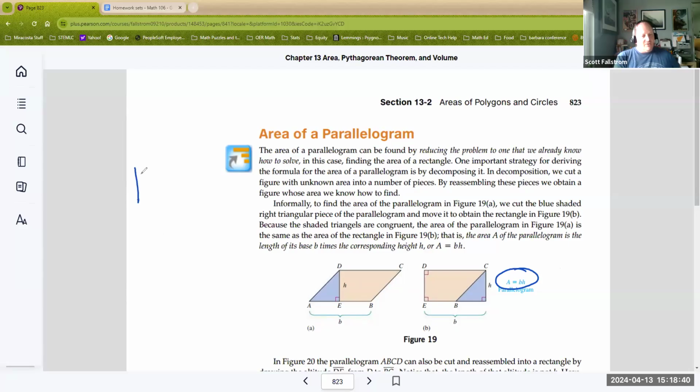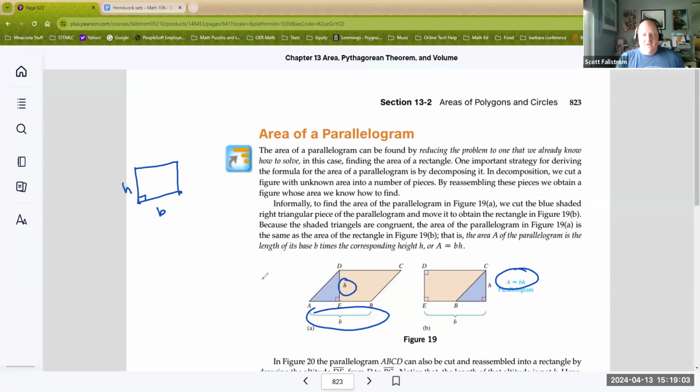Just be careful. In a rectangle, the base and the height are actual sides. In a parallelogram, the base might be a side, but the height is typically not one of the side lengths. If you just multiply the side lengths, it will not get you the same result.